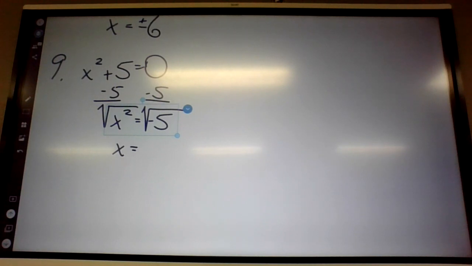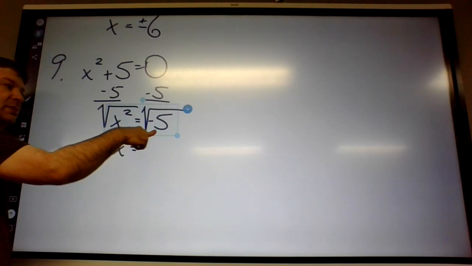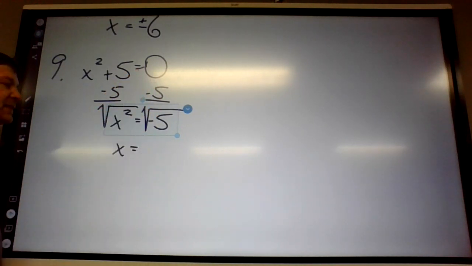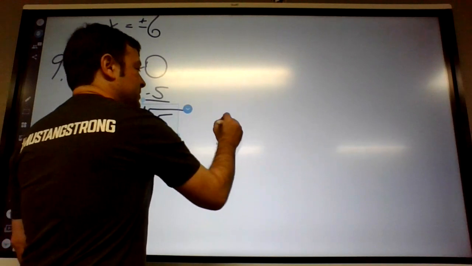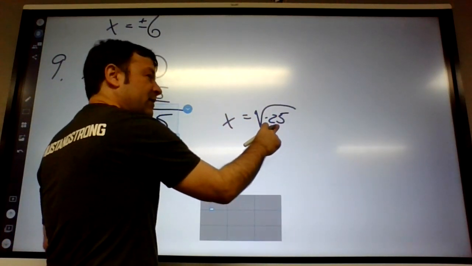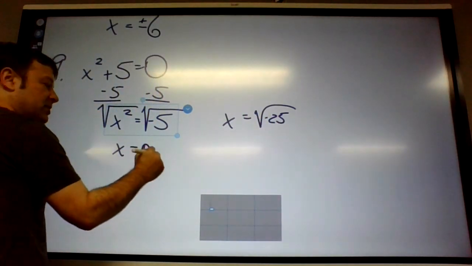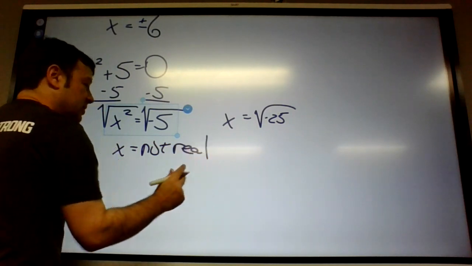Next year we will learn something about this, but not this year. It just doesn't work. If you plug it into your calculator, depending on what mode it's in, it might just say error, because it doesn't make sense. Nothing times itself equals negative 5. Like if it was, let's say, negative 25: 5 times 5 is 25, and negative 5 times negative 5 is 25. Nothing times itself equals a negative. So we're just going to put not real.